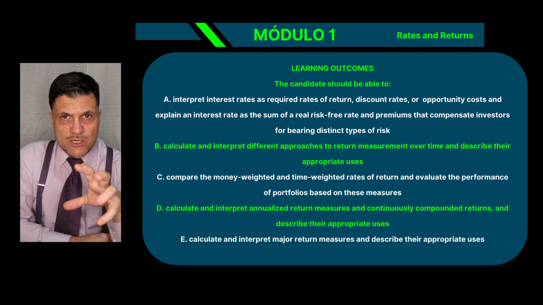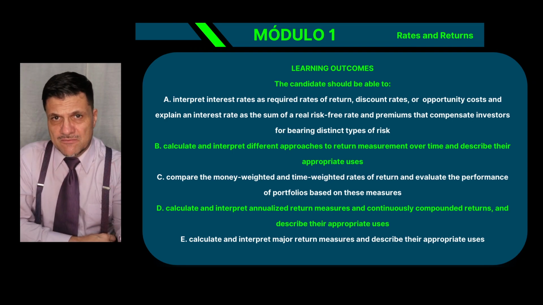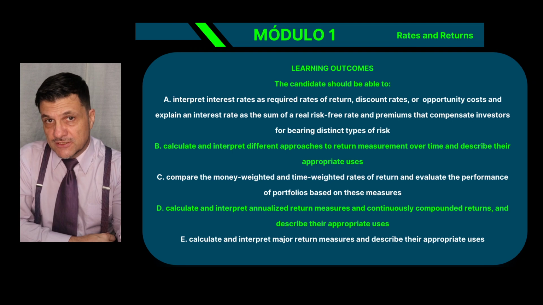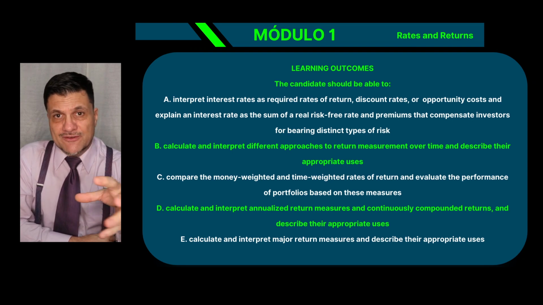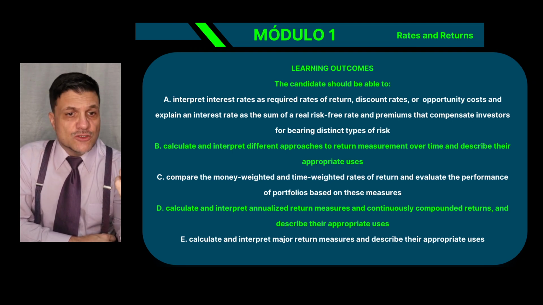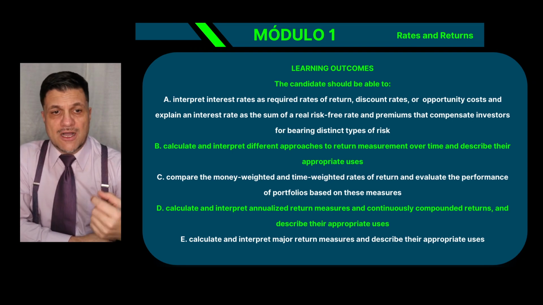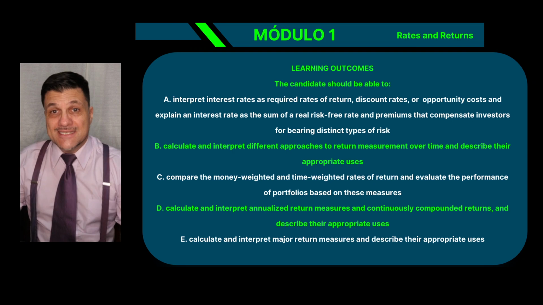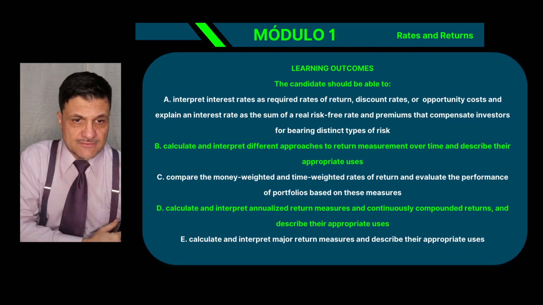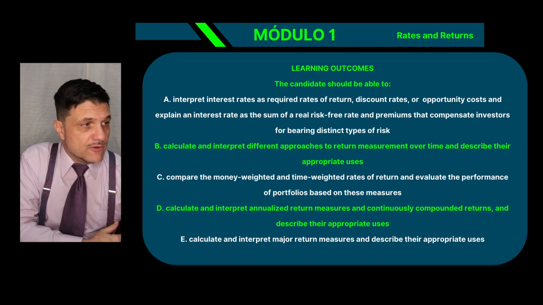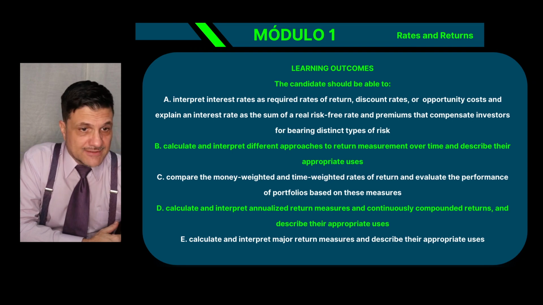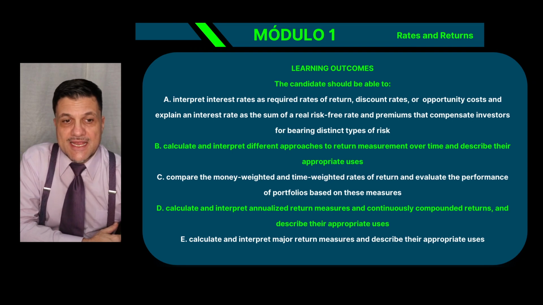Each one will be used in a particular scenario, for a particular situation, each emphasizing something. So it's important not only to know how to calculate those returns, but also to understand why they exist. Why are there so many? They all could be questions. Great. All right, so those are the A, B, C, D, and E learning outcomes for you, friends.